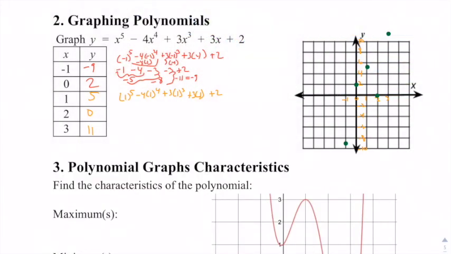So I can just estimate how this graph is going to look with the points that I have. I don't know exactly how high or low it goes, but this is as good as we're going to get.